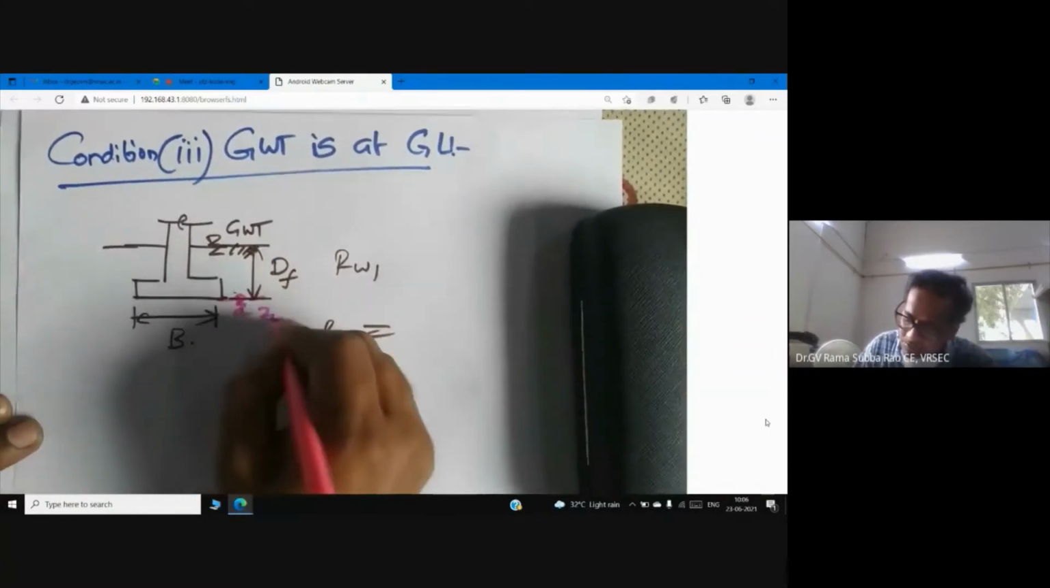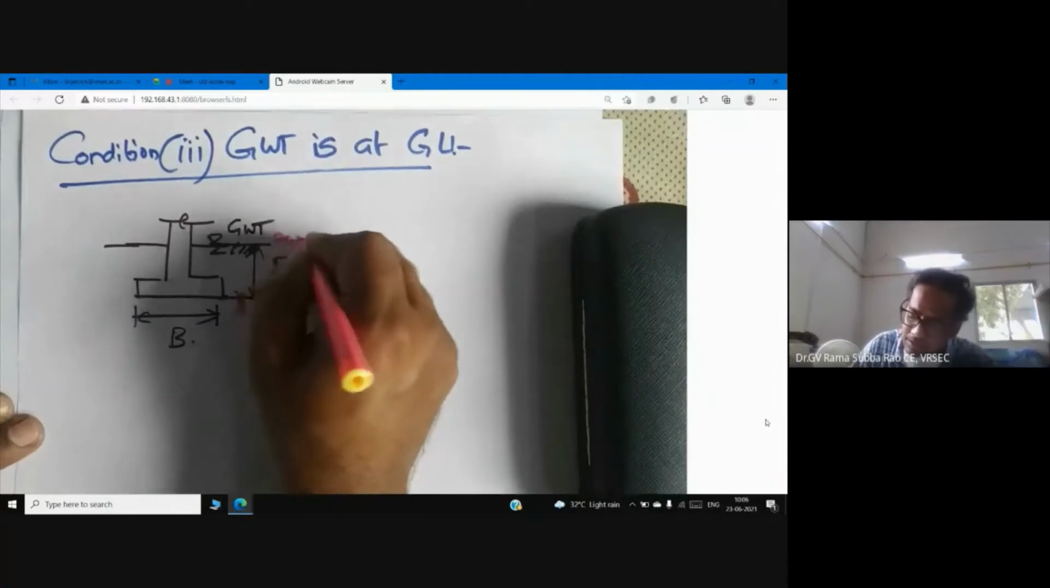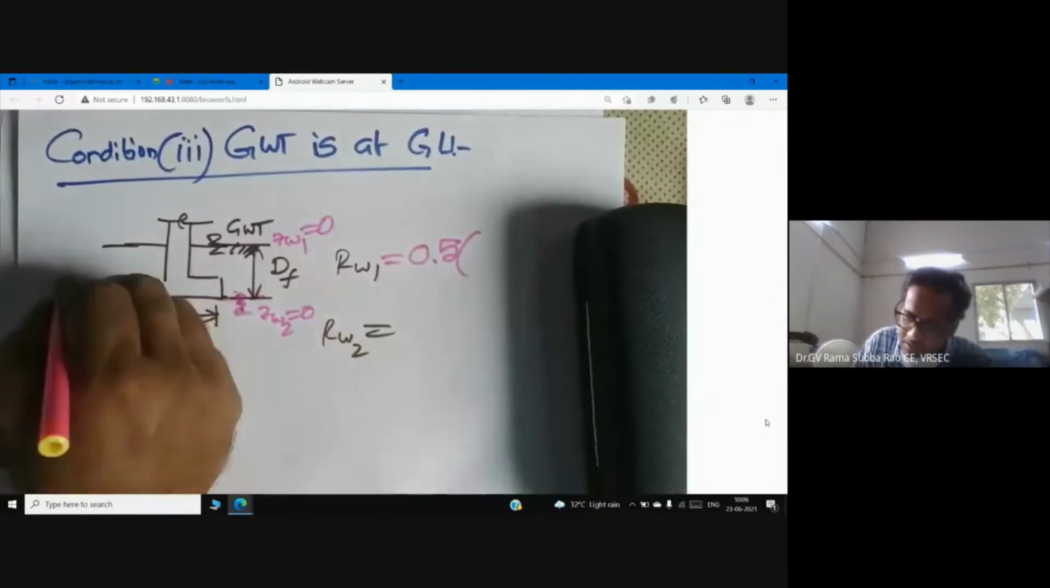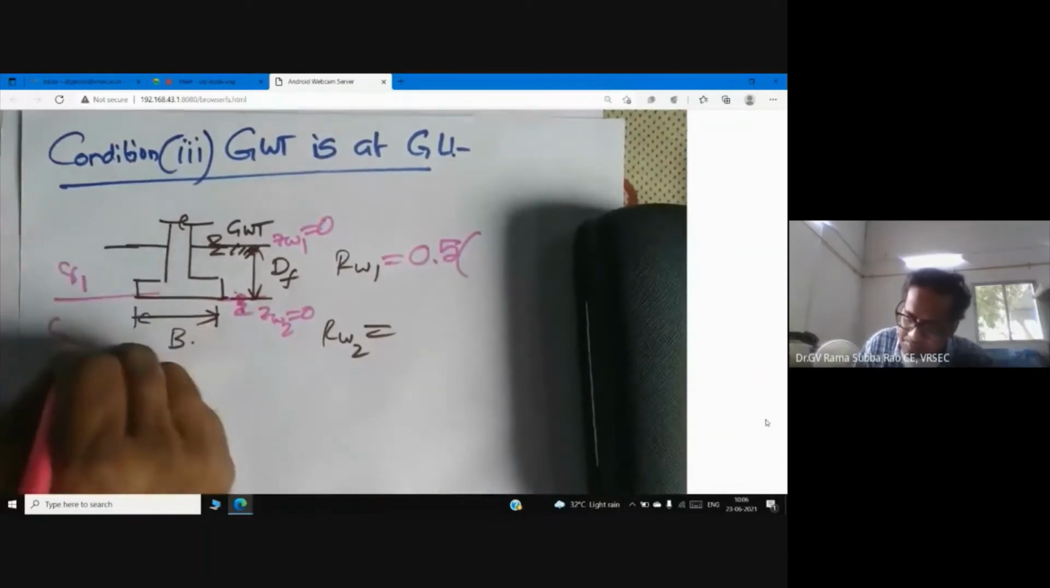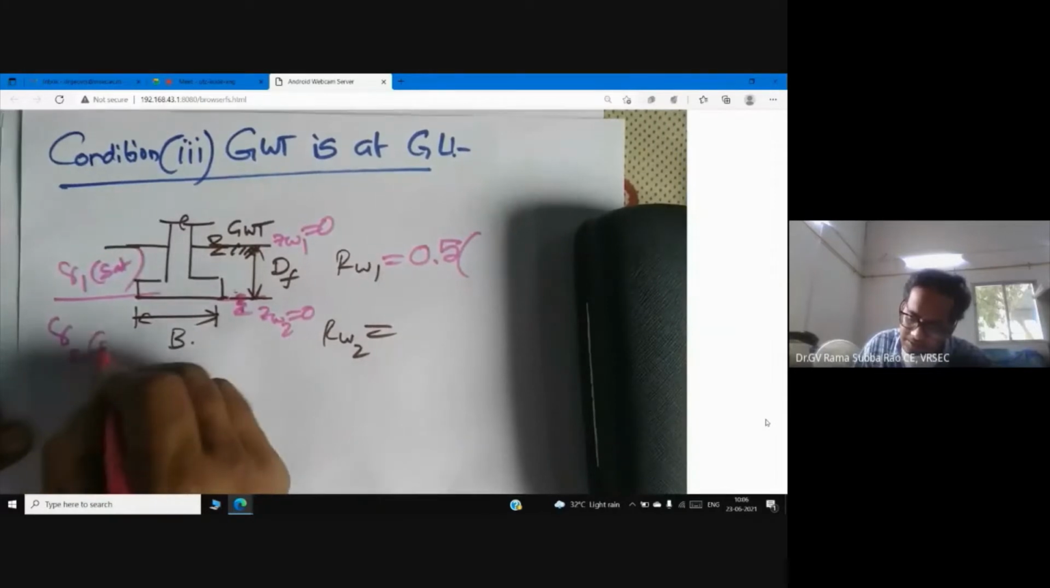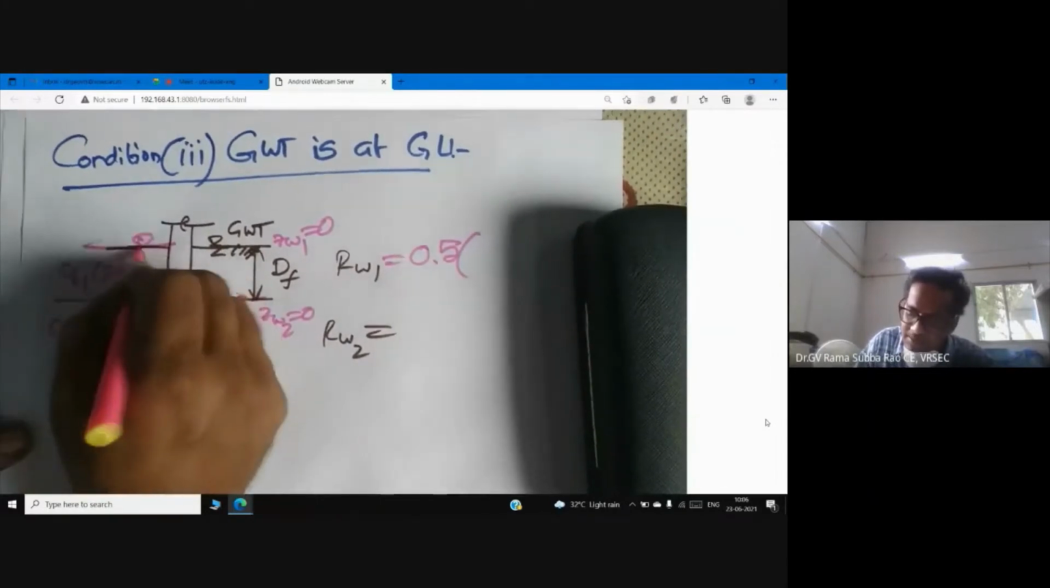That is, ZW2 is 0, ZW1 is 0. What about RW1? 0.5. And one more point, since we are all friends I will tell you this point too. Gamma 1 is saturated and gamma 2 is also saturated because the water table is at ground level.